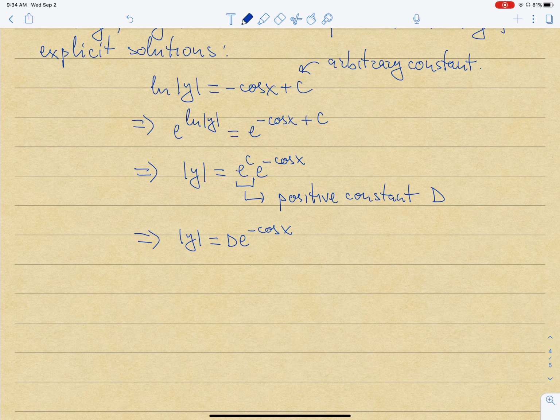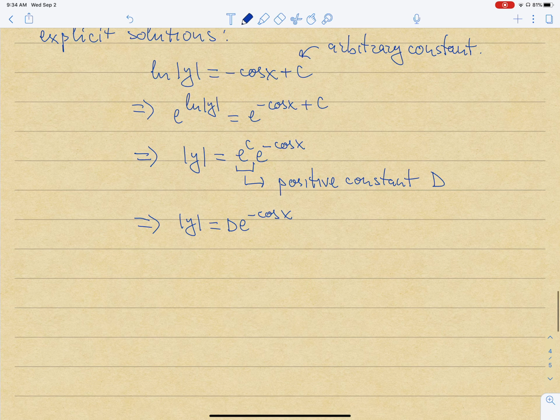Now, am I done solving this for y? No, not yet, because I still have absolute value present. And just like before, I can remove absolute value of y. If I do that, then I have to list two possibilities. Y can be either d e to the minus cosine of x, or it can be minus d e to the minus cosine of x.